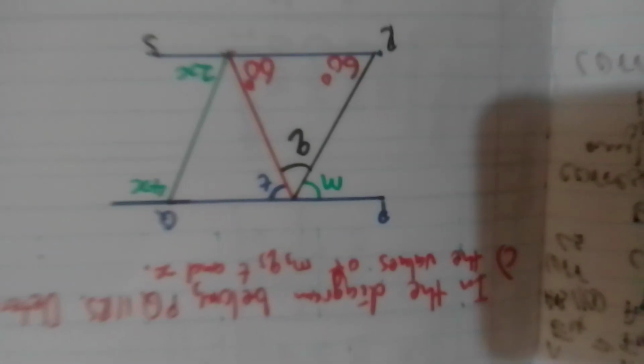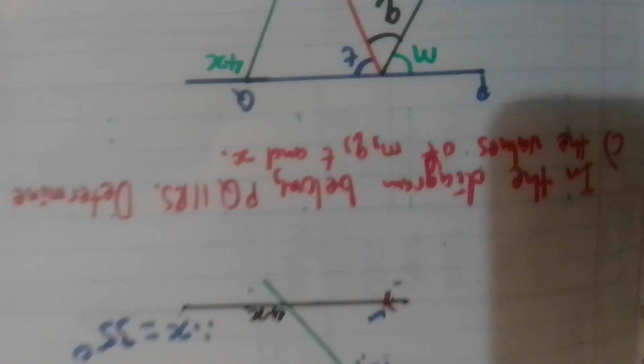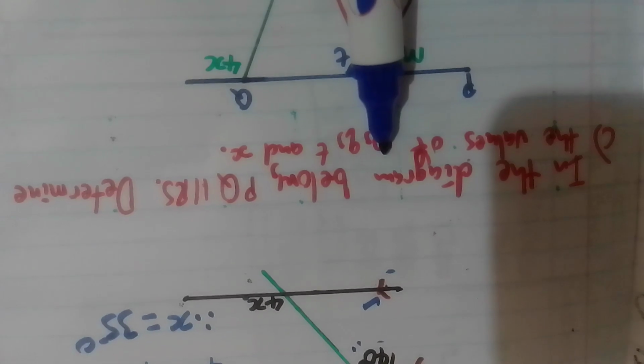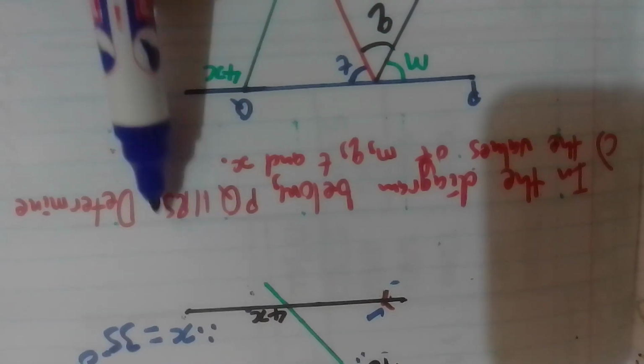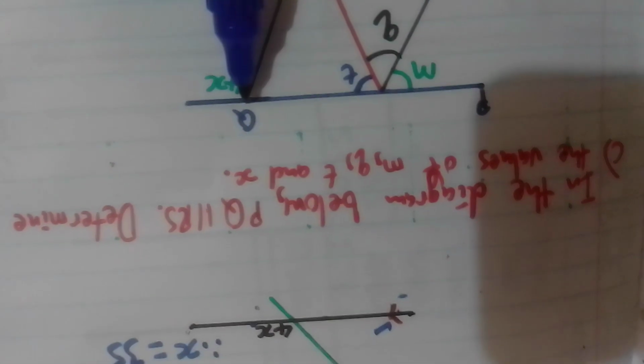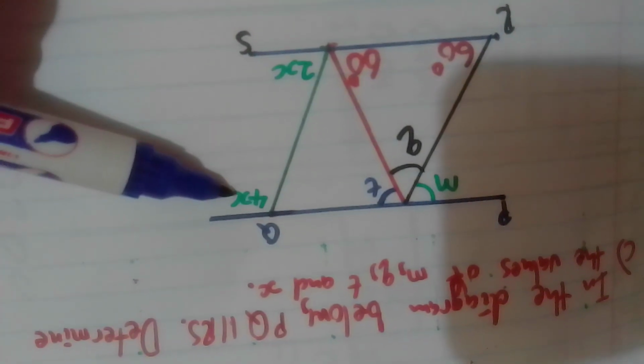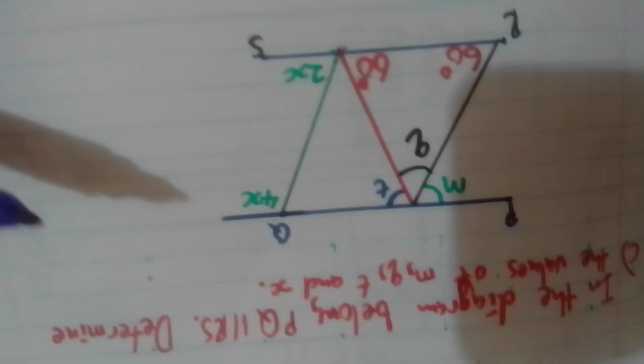Then we go to the last question, which is the last question of this series, right? Now, there is a description which has been given for this particular question. It reads as follows. In the diagram below, line PQ is parallel to line RS. This is PQ, and we are told that it is parallel to RS. Now they say determine the values of M, Q, T, and X. So we must find M, Q, T, and X. Here we've got 4x and 2x. So we need to find X.